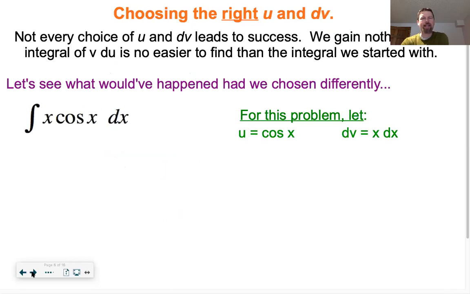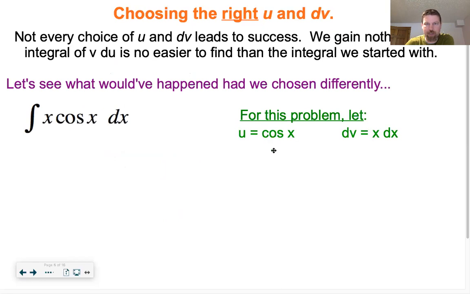To find out why, let's try screwing it up. We'll try it the other way. So here's the same problem before, integral of x cosine of x. This time, let's try having u be cosine of x, this part. And let's have my dv be the rest of it, x dx.